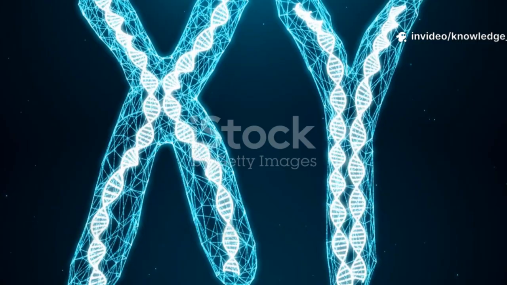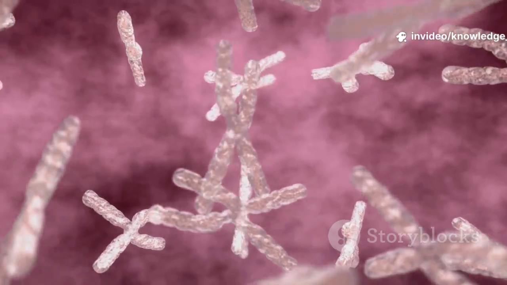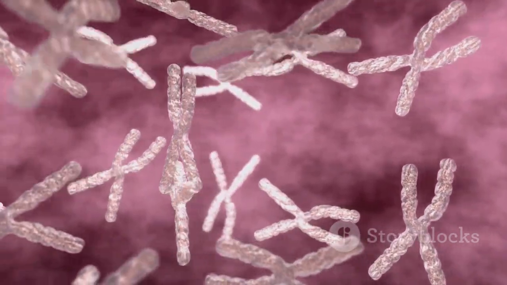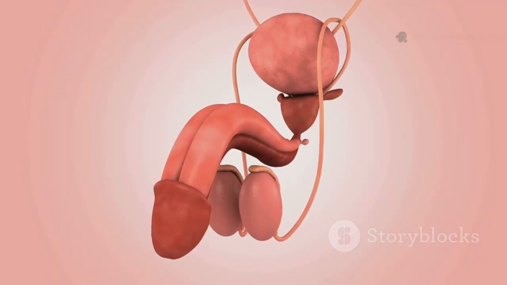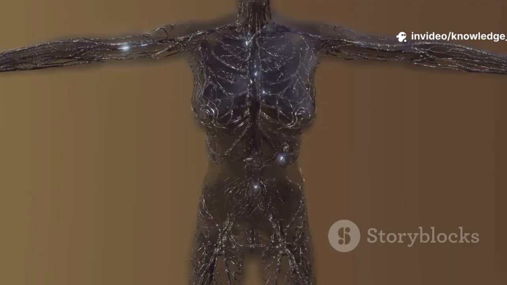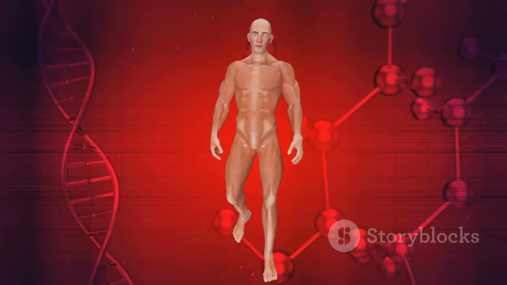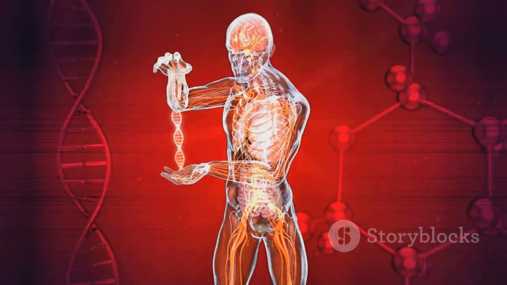Next, we have Klinefelter syndrome, also known as 47, XXY. This occurs in males who have an extra X chromosome, so their chromosomes are XXY instead of the usual XY. The symptoms for Klinefelter syndrome include underdeveloped testes, infertility, enlarged breasts. This is called gynecomastia, and, interestingly, these individuals are often taller than average.